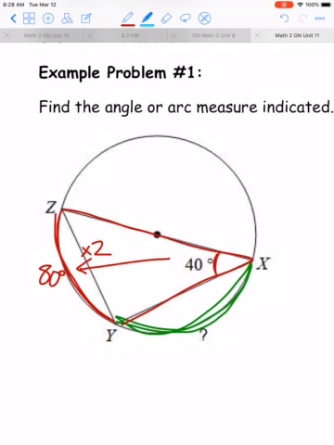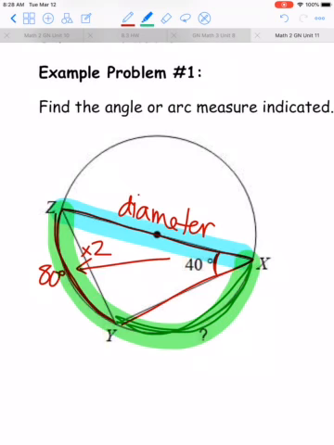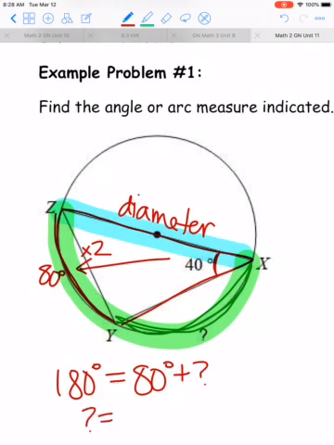And then this line is a diameter, which means that we have half a circle when you go all the way around. So from here to here is 180. So that's going to be our 80 degrees plus our question mark. And that means our question mark is 100 degrees when you subtract that. It's pretty simple.